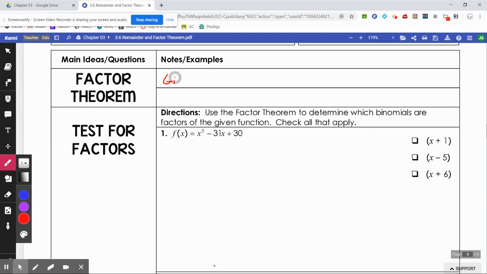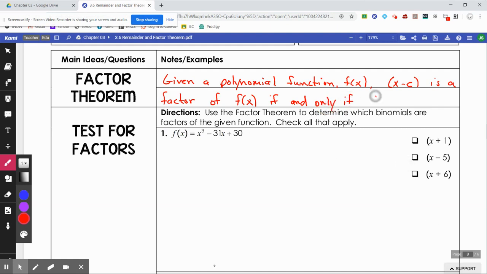And here's what the factor theorem says. Given a polynomial function, and we'll call that function f of x, x minus c is a factor of f of x if and only if, which means this is the only way it could be a factor, if and only if f of c is equal to 0.